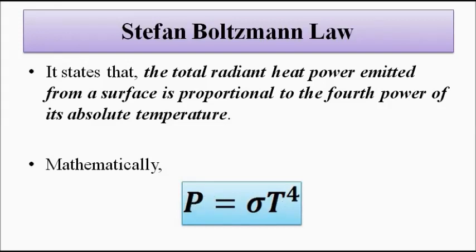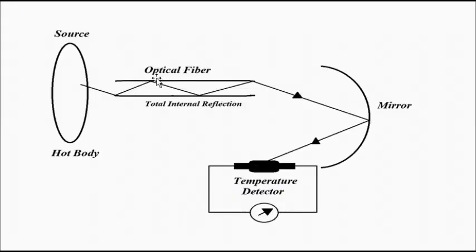So this is fiber optic pyrometers. The only difference between a normal radiation pyrometer setup and fiber optic pyrometers is this optical fiber, which carries the heat radiations through multiple total internal reflections. So this is the fiber optic pyrometer setup. With the use of optical fibers, we are slightly increasing the range of operation of the pyrometer. So this is all about fiber optic pyrometers.